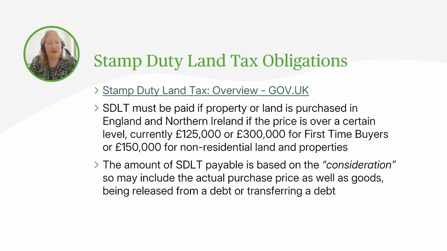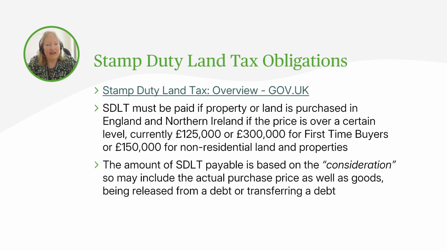So first of all, if we have a look at stamp duty land tax obligations, I've just included a link there. You'll get the notes, just the overview provided by the government in relation to stamp duty land tax and what it is. Stamp duty land tax must be paid if a property or land is purchased in England and Northern Ireland if the price is over a certain level. So currently that's £125,000, or £300,000 if you're a first-time buyer, or £150,000 for non-residential land and properties.